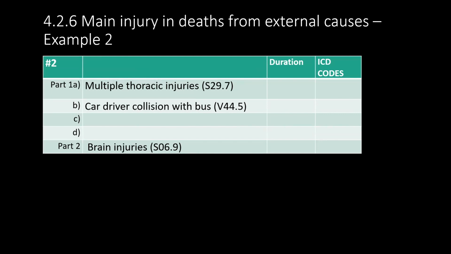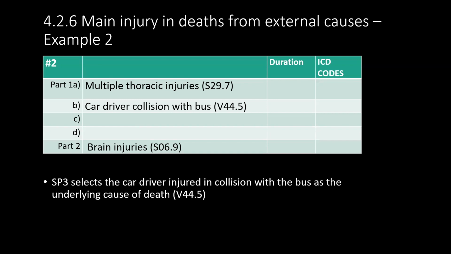Part 1A, multiple thoracic injuries, S29.7. Part 1B, car driver collision with bus, V44.5. Part 2, brain injuries, S06.9. SP3 selects the car driver injured in collision with the bus as the underlying cause of death. The code is V44.5.